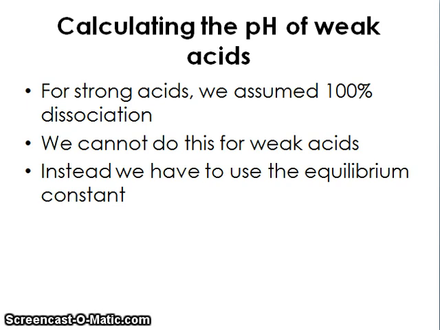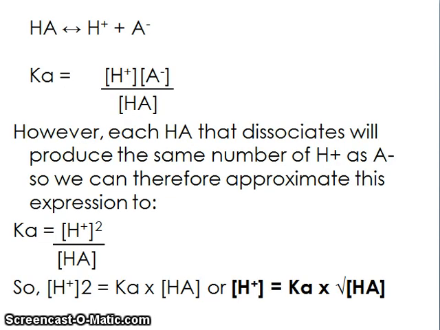So now we need to talk about how to calculate the pH of weak acids. For strong acids, we assumed 100% dissociation. We can't do this for weak acids because, as I've already said, it's less than 1%. So instead, we have to use the equilibrium constant. If we go back and look at this expression that we've just written on the previous slide, we had Ka equals H+ times A- divided by the concentration of HA.